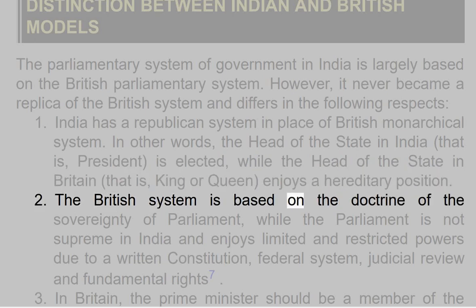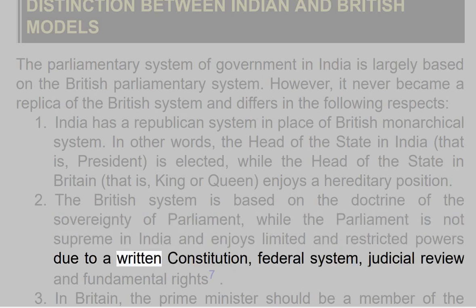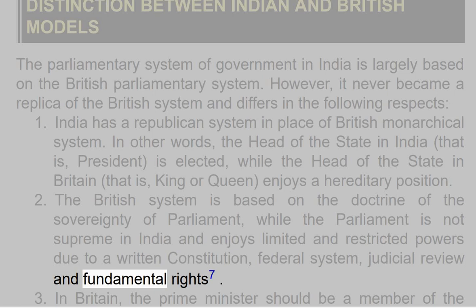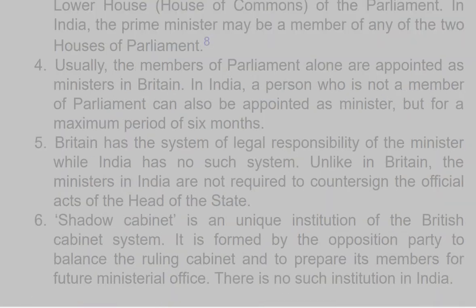2. The British system is based on the doctrine of the sovereignty of Parliament, while the Parliament is not supreme in India and enjoys limited and restricted powers due to a written constitution, federal system, judicial review and fundamental rights. 3. In Britain, the Prime Minister should be a member of the lower house, House of Commons, of the Parliament. In India, the Prime Minister may be a member of any of the 2 houses of Parliament.